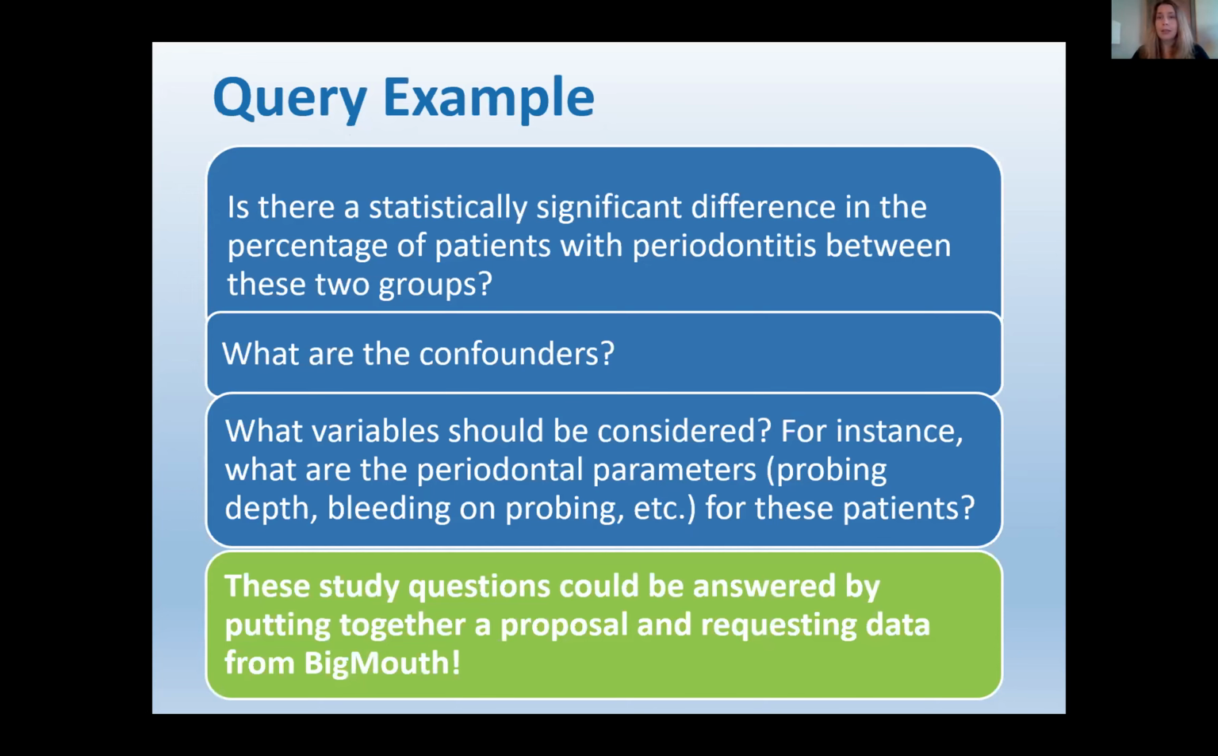It would most likely be observational in your first round looking at this information. And you might be wondering, is there a statistically significant difference between these groups? One looks slightly higher than the other, but is it really statistically significant? What are the confounders?